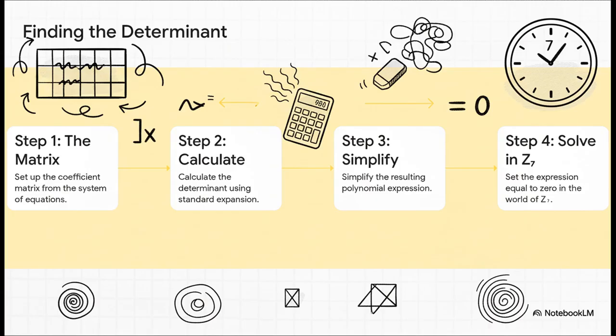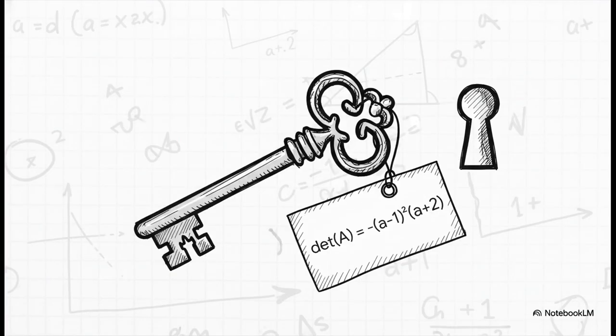First, we'll pull all the coefficients into a matrix. Then we'll calculate the determinant. You know, the usual way. Step 3, we simplify the expression we get. And then, the most important part, step 4. We set that whole thing equal to 0. But remember, we're doing it in our Z sub 7 world. So after we run the numbers, do all the math, this is what it boils down to. Our determinant is this really nice, clean, factored expression. This little formula right here, this holds the key to the whole mystery.